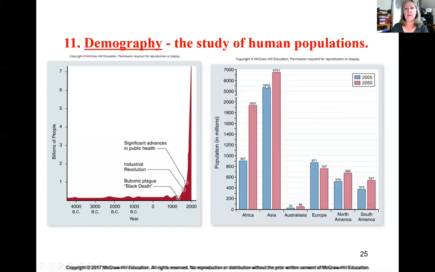Asia has a large population, one of the largest in 2005 worldwide, and it has increased, but if we look at it, it hasn't doubled like Africa did. Australia, pretty much the same. Europe, North and South America, everything's a little bit larger, except for Europe.